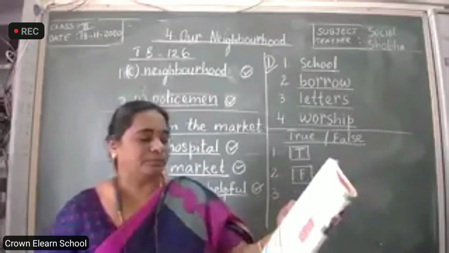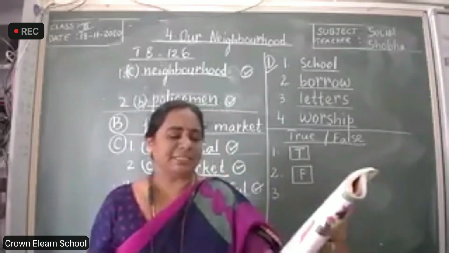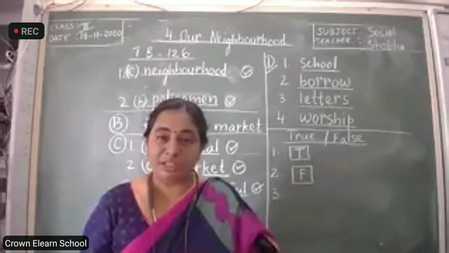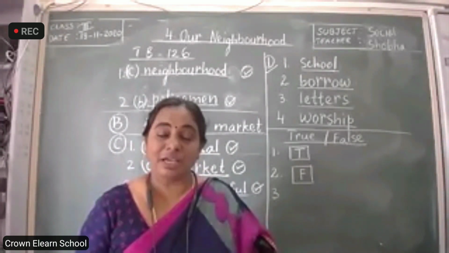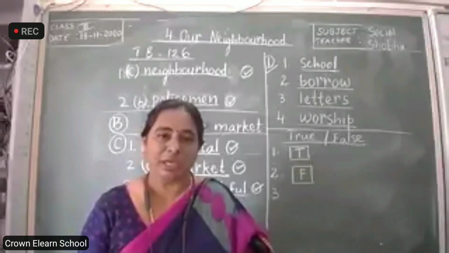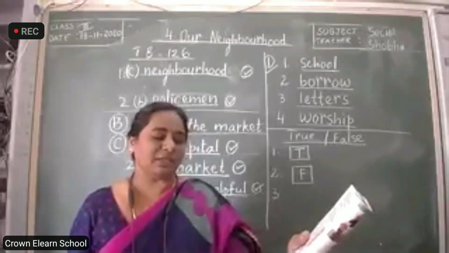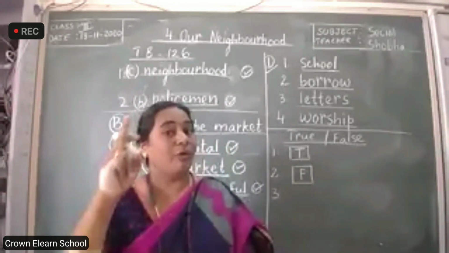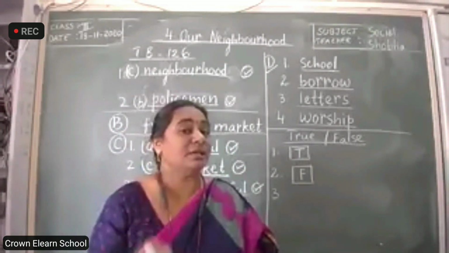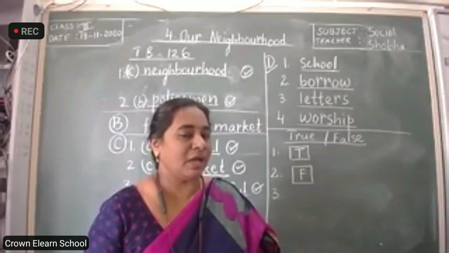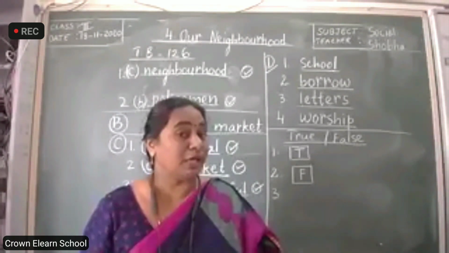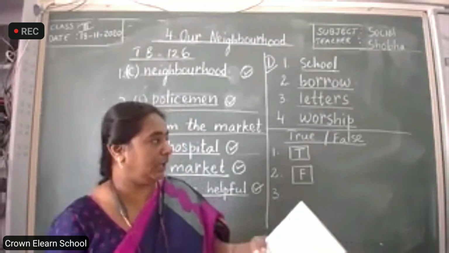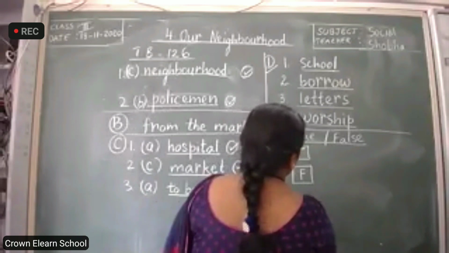Third one. We must respect the religions and customs of our neighbors. Is it true or false? Yes, it is true. So we must respect the religions and customs of our neighbors. This is also one of the rules to live in peace and harmony in our neighborhood. Yesterday we learned some rules for living together in our neighborhood. So the third one is true.